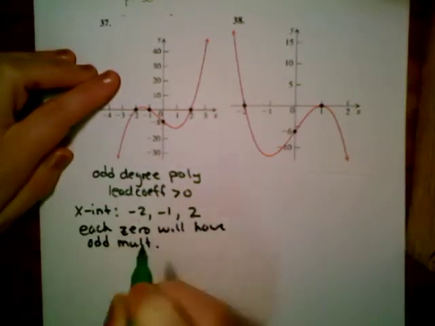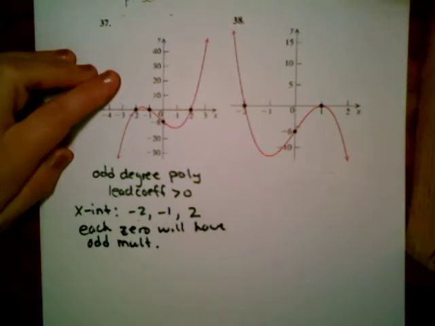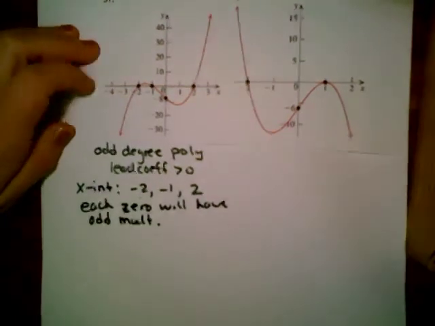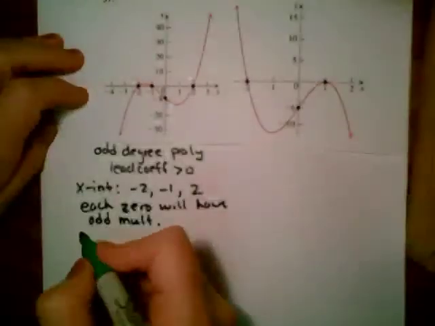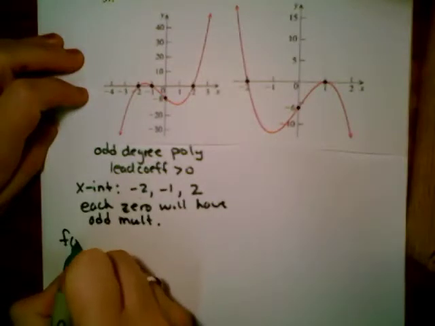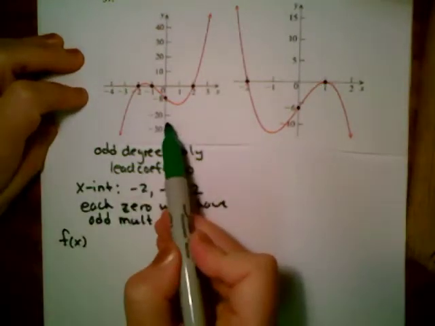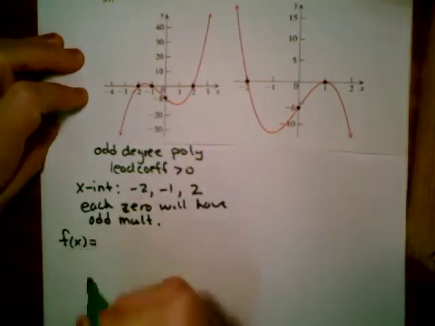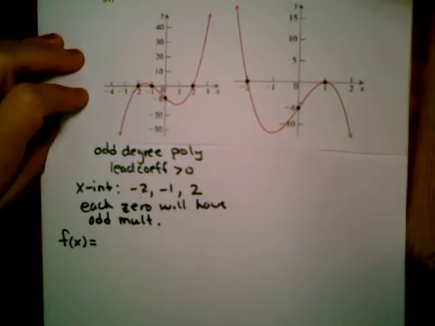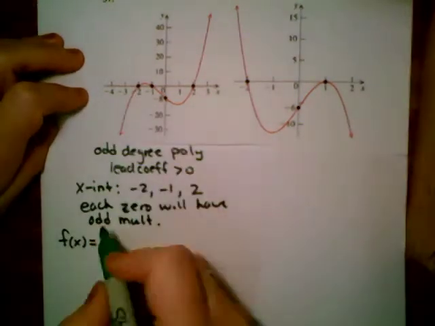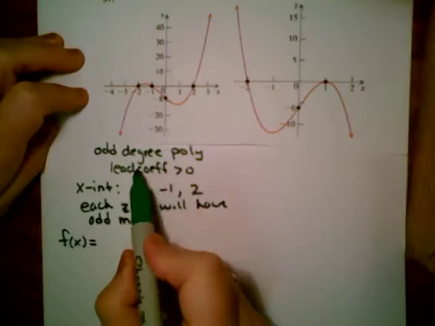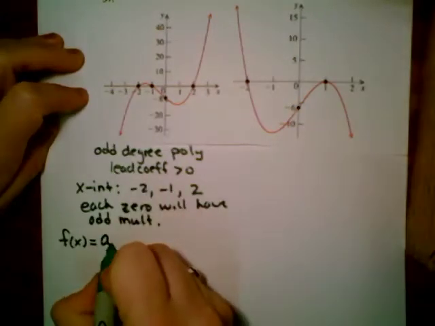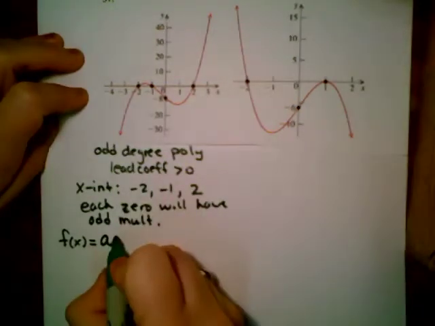And since we want to write down the simplest equation we can, we're going to just let the multiplicity be 1 and assume those are unique linear factors. Alright, so let's call this polynomial f. We want to write it down in factored form. That's the easiest form to write down when you know the x-intercepts. We know the leading coefficient is positive, but we don't know what it is.